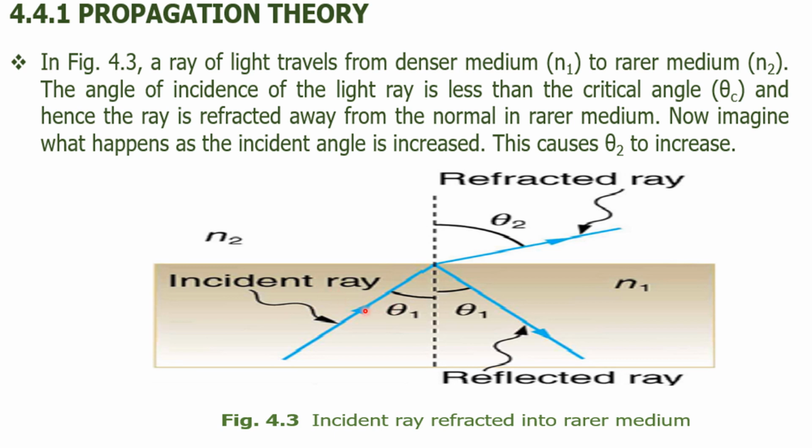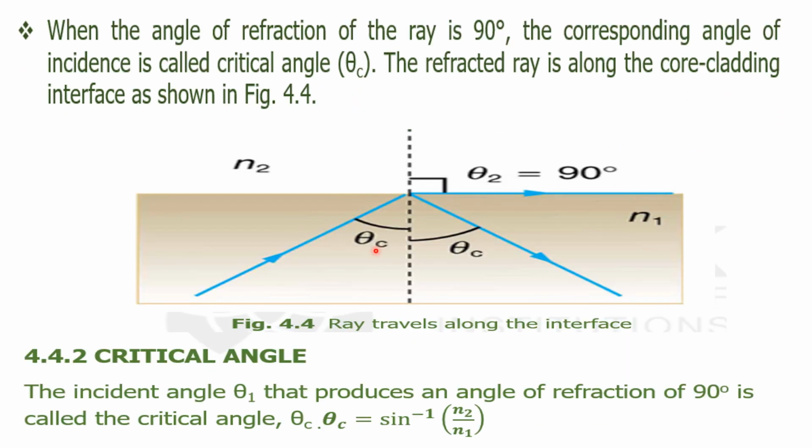Now what will happen if I increase the angle of incidence greater than the critical angle? This ray which is already coinciding with the interface will completely go away from the normal and enter into this medium itself. Which means total internal reflection will take place. That is the principle of propagation. Okay, so let us go to the next picture and try to understand further.